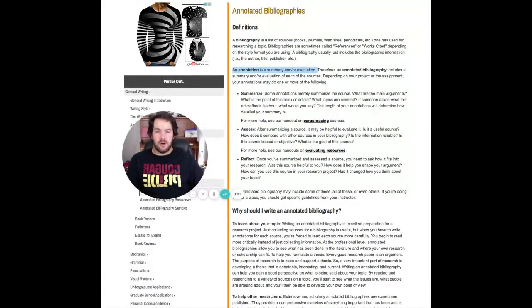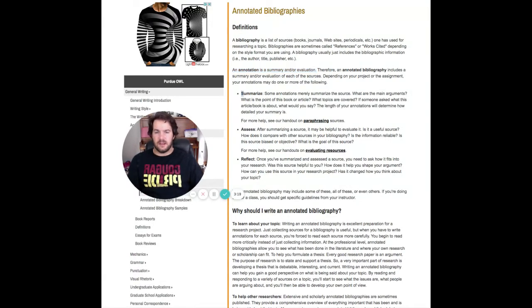So there are 3 components to an annotated bibliography annotation. The first thing, you obviously are going to have the citation. Then you're going to write something. You're going to write a 3-part summary evaluation of the source.